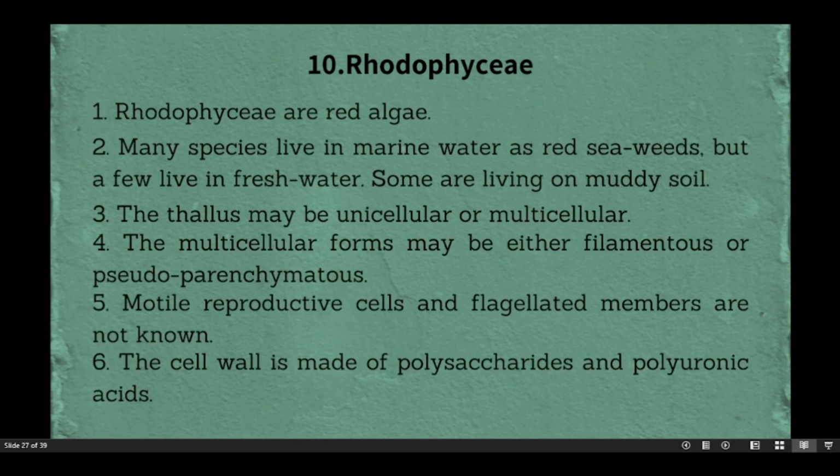Rhodophyceae. Rhodophyceae are red algae. Many species live in marine water as red seaweed, but a few live in fresh water. Some are living on muddy soil. The thallus may be unicellular or multicellular. The multicellular forms may be either filamentous or pseudoparenchymatous. Motile reproductive cells and flagellated members are not known. The cell wall is made up of polysaccharides and polyuronic acid.